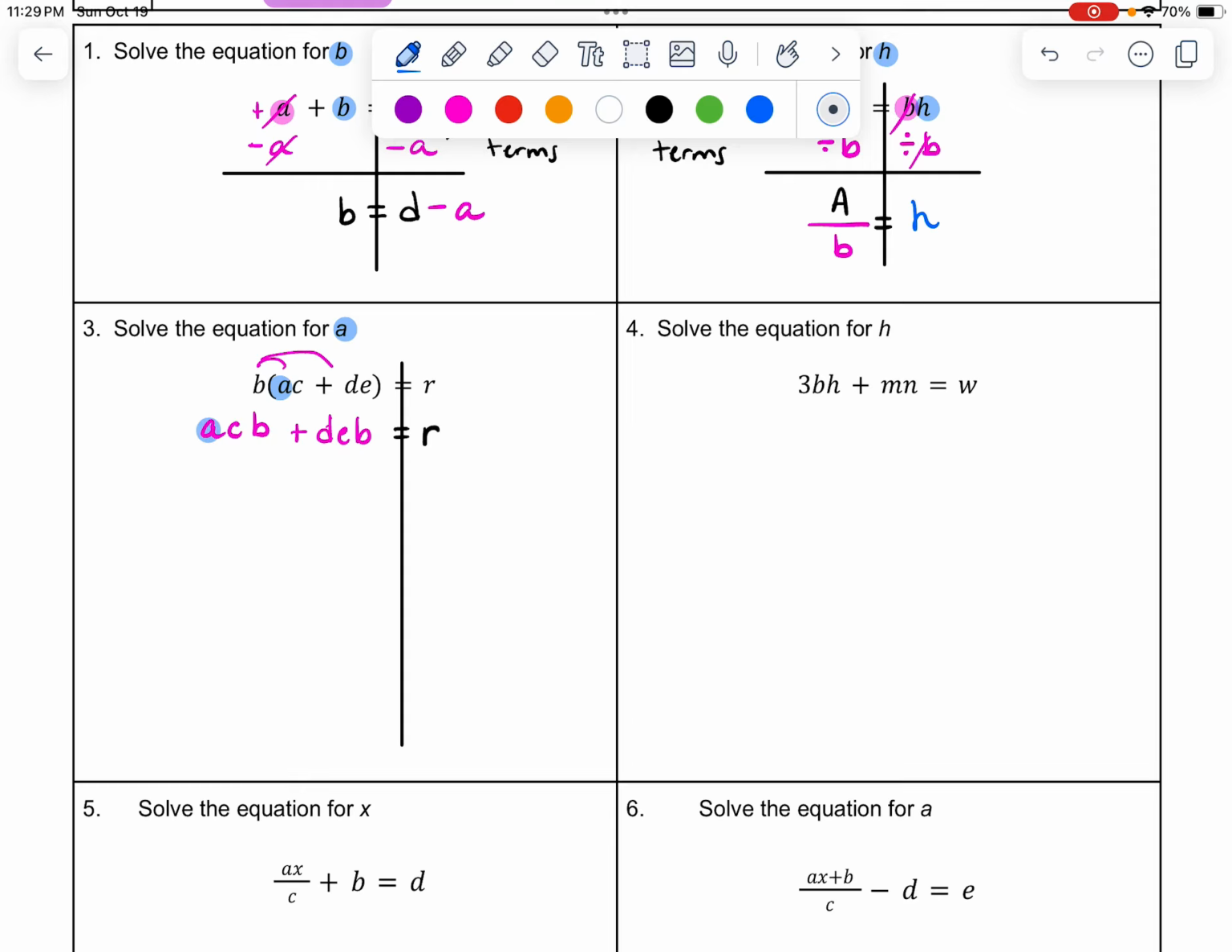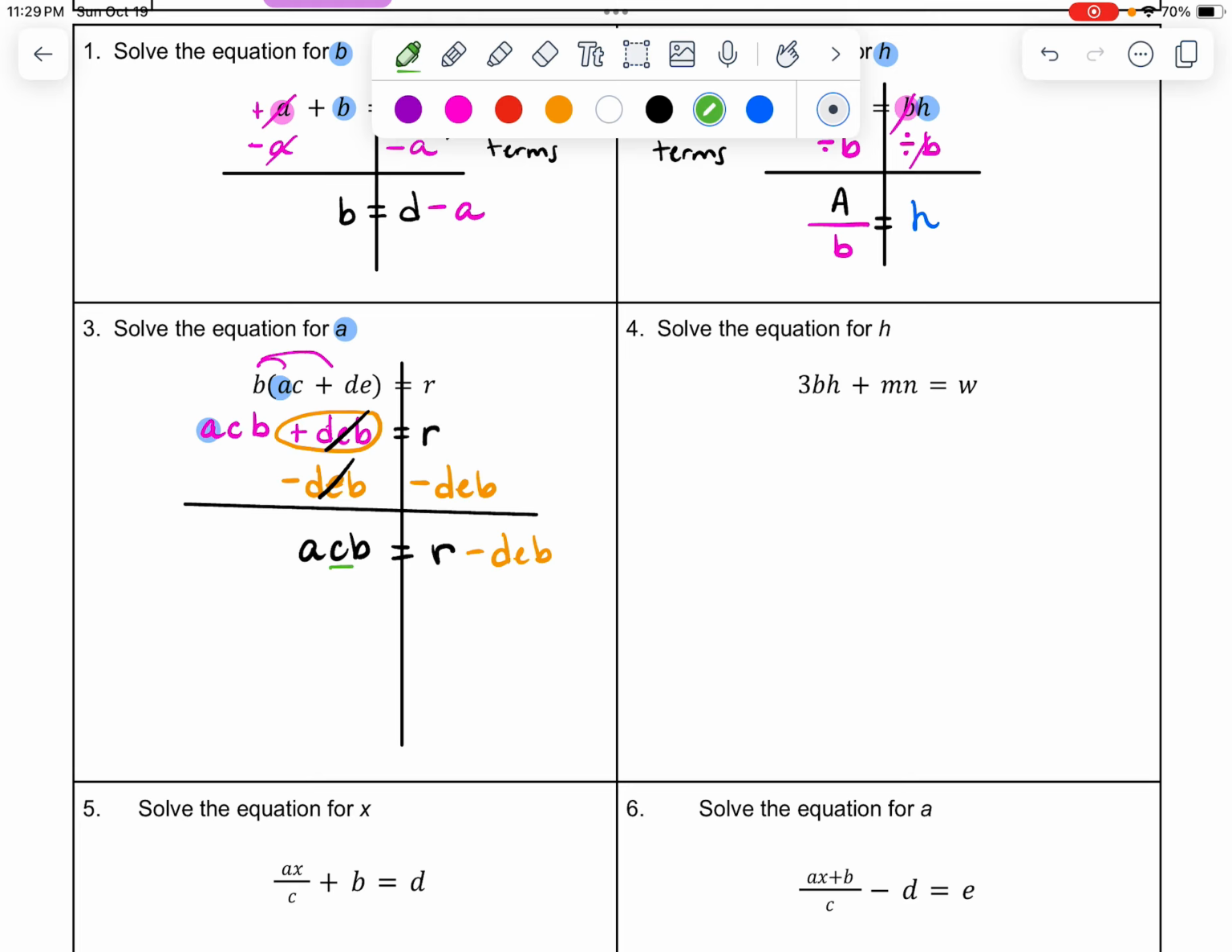Now we want to get A by itself. So the next thing we need to do is we need to get rid of this term that is separate, the plus DEB. To get rid of that, we're just going to minus DEB on both sides. Again, we don't have any like terms here, so we're just going to copy everything down. We're going to get ACB equals R, and then copy down the minus DEB.